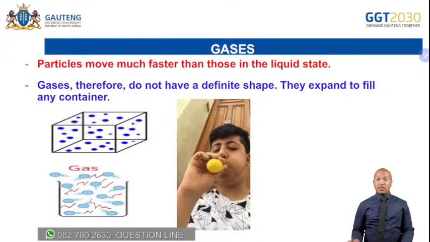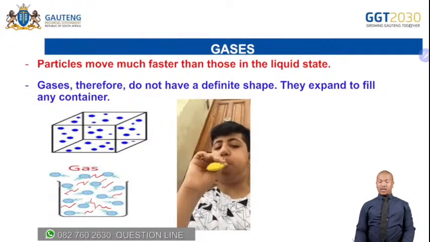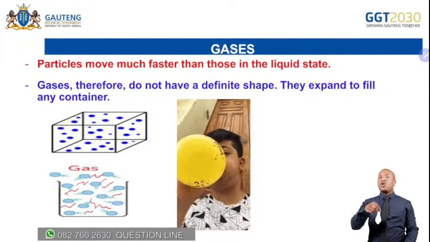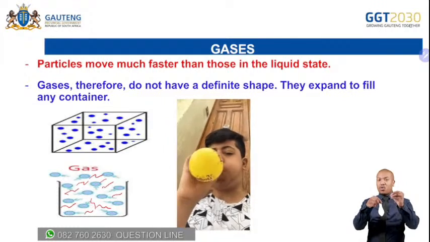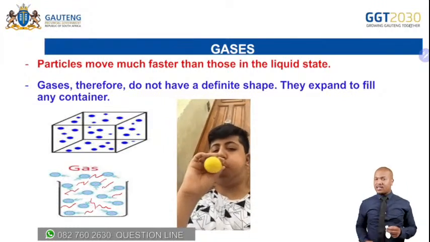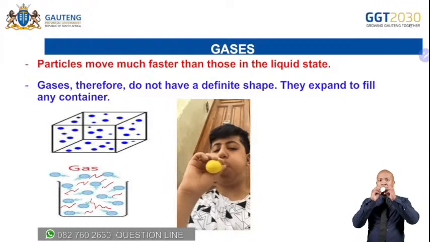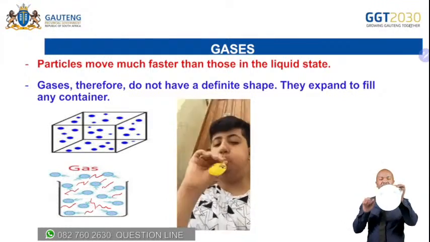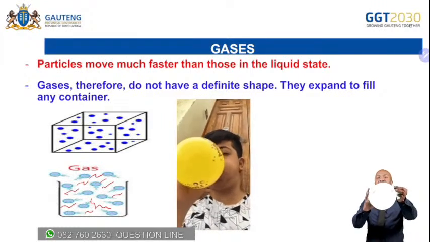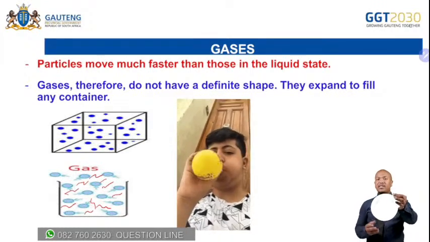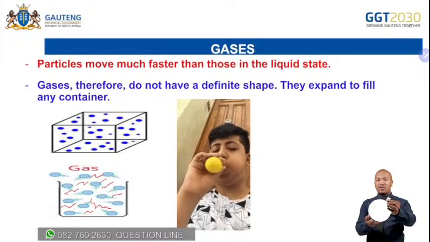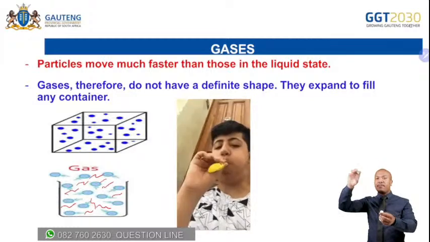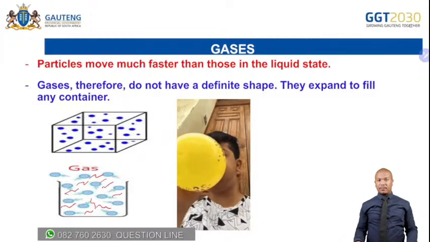Now let's look at this example. This person here is blowing a balloon, right? I also have a balloon here right in front of me. So let's look at when you blow air into the balloon. Air is a gas, right? Let's try and see. Now, can you see? It takes up the shape of the balloon, right? But as you allow air to pass through, the particles start moving out quickly. They fill up the spaces in the air around again.